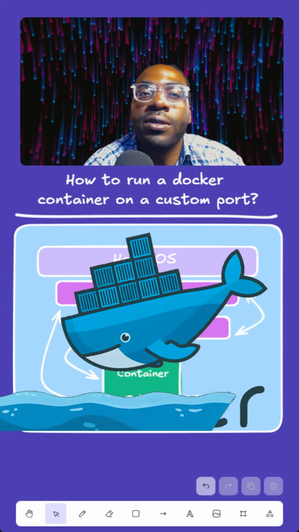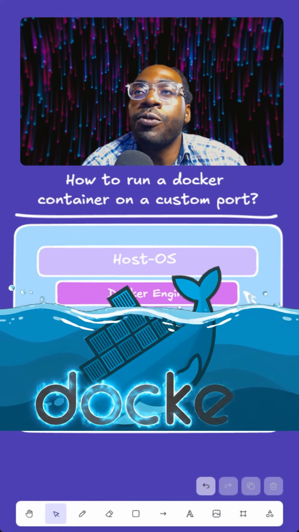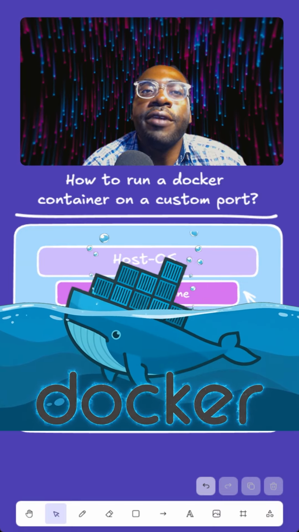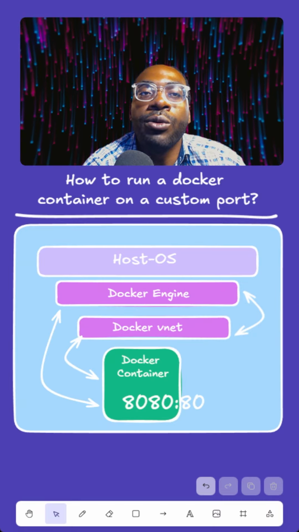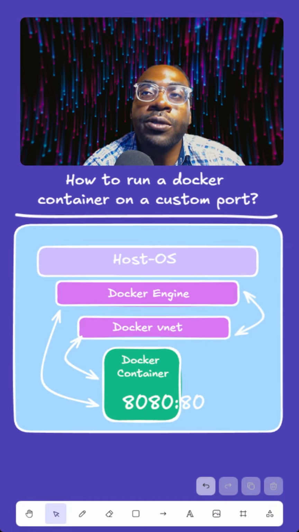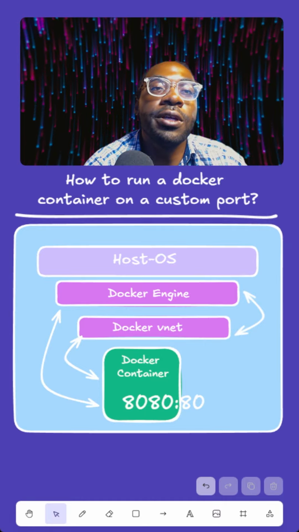How to run a Docker container on a custom port. So when you're running a Docker container and you don't pass any flags to it, by default, you let Docker handle the port mapping. It's generally advised that you do your own port mapping as well as your own config options as you set up these containers.